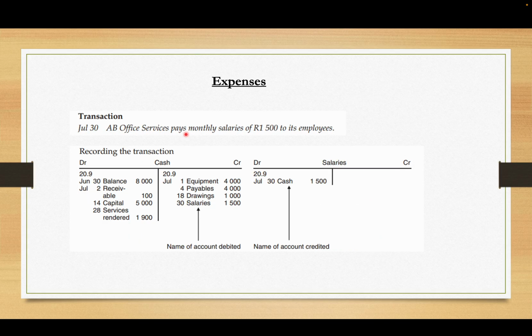And then we'll go into expenses. Remember, expenses fall under equity. So remember, let's do this again.